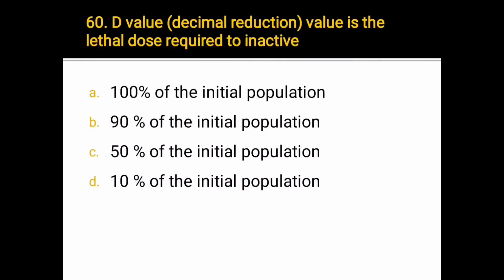D value, decimal reduction value, is the lethal dose required to inactivate: A. 100% of the initial population, B. 90% of the initial population, C. 50% of the initial population, D. 10% of the initial population. Correct answer: 90% of the initial population.